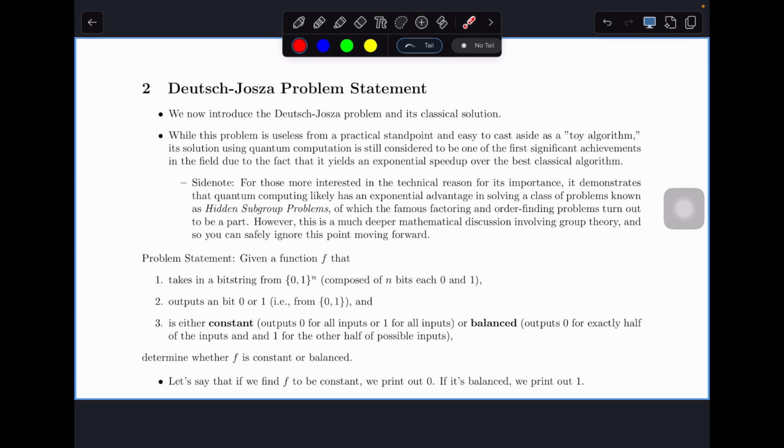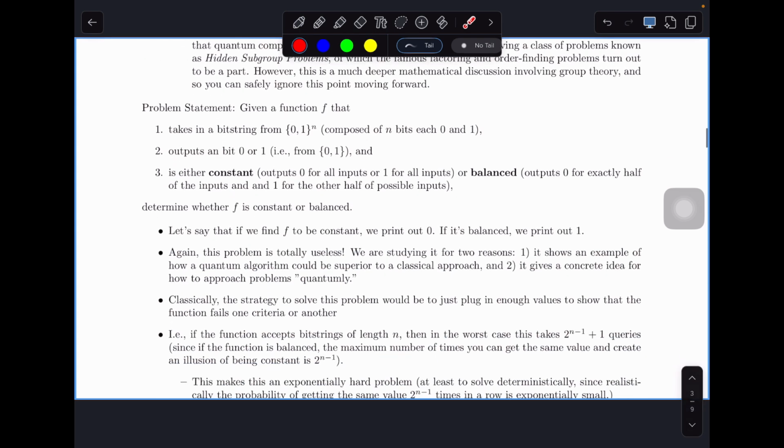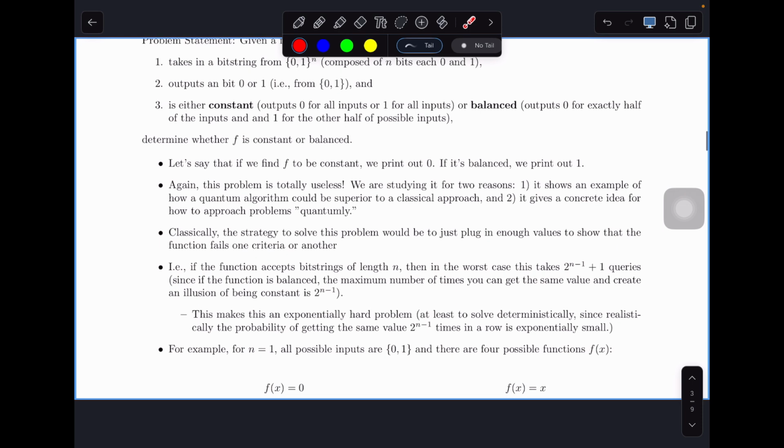The point is that this is a promise problem. We're guaranteed to have a function that's either constant or balanced. And what we're going to do when our algorithm has made some decision about the nature of the function is it's going to print out 0 if the function's constant, or if it thinks it's constant anyway, and it's going to print out 1 if it thinks it's balanced.